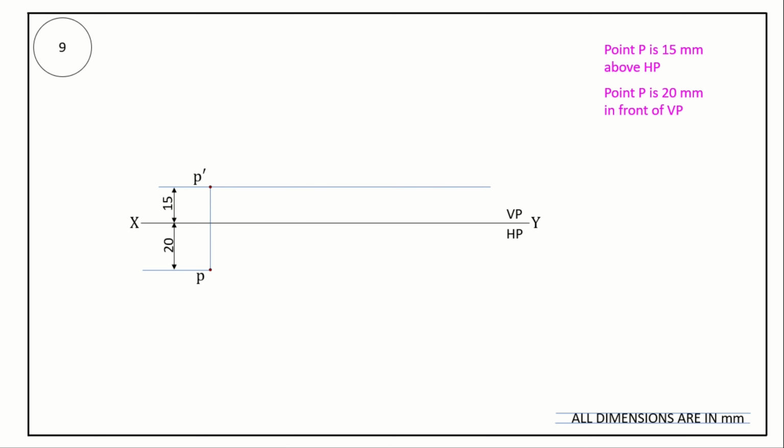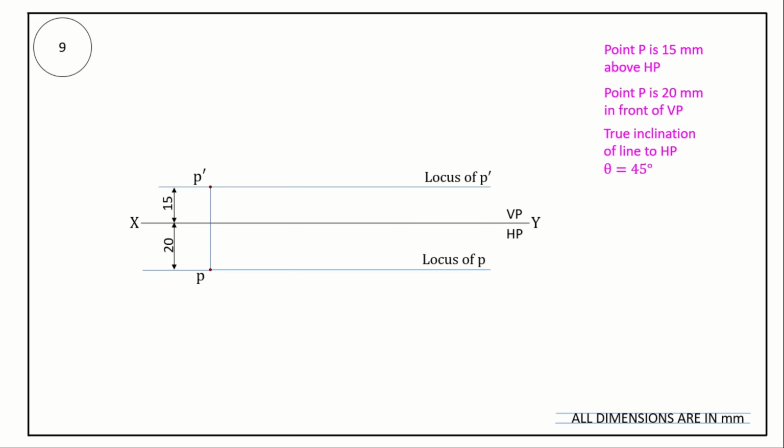Now from the point P dash, draw a parallel line to XY. This line is locus of P dash. Similarly, from the point P, draw a parallel line to XY. This line is locus of P.